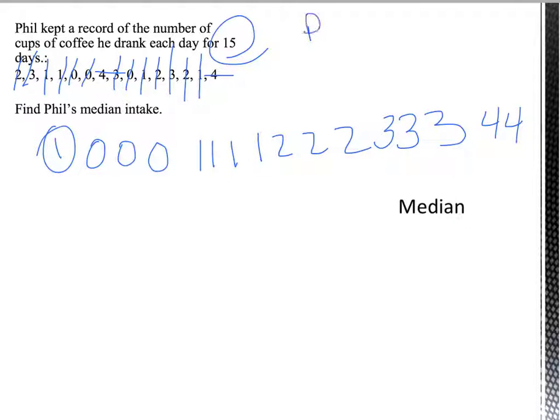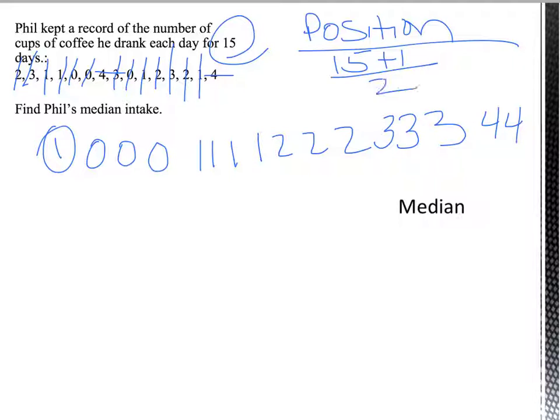So like we said, there are 15 days of data. To find the position, what I want to do is 15 plus 1 over 2. It ends up being 16 over 2, which is 8. So I know that my median is in position 8. So 1, 2, 3, I love my colors, 1, 2, 3, 4, 5, 6, 7, 8. So because there's no 0.5, this piece right here is actually the median.